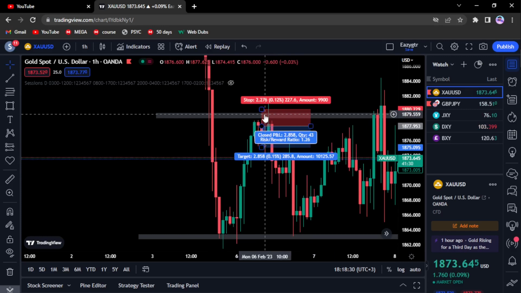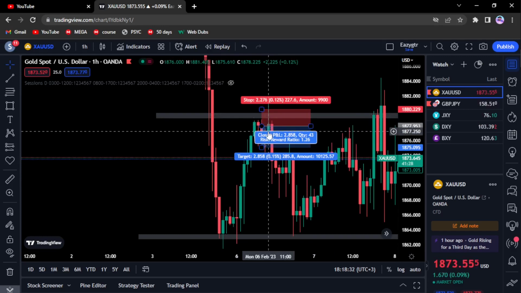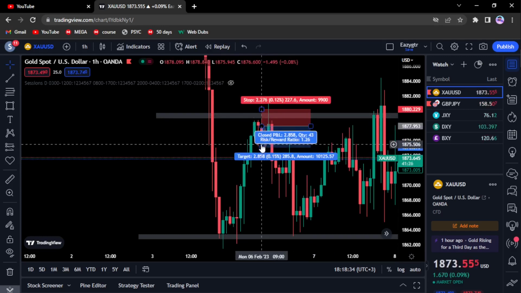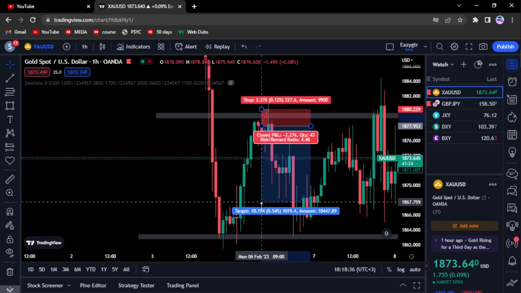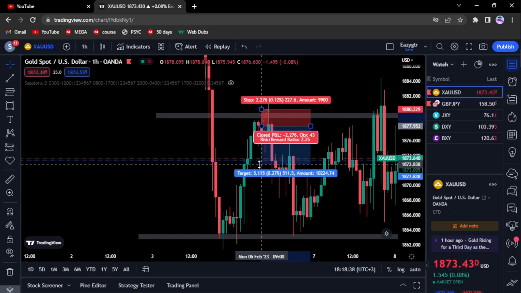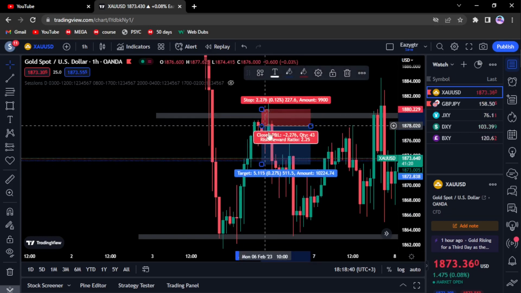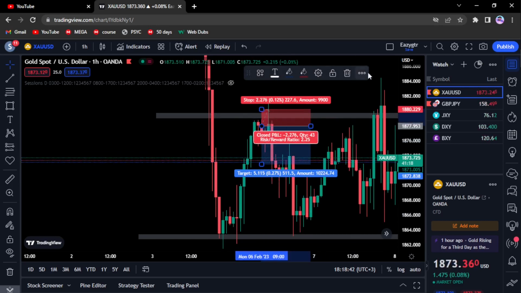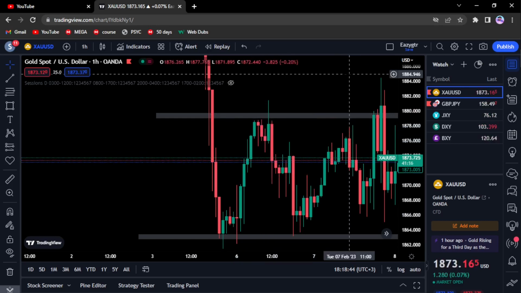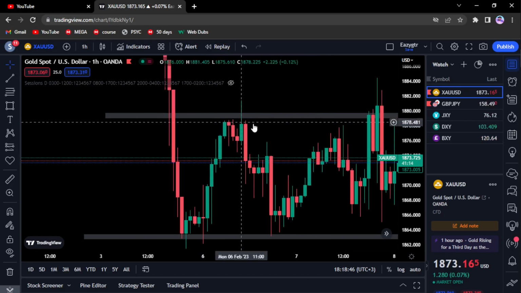So personally, I didn't close since I expected the push. I wanted to harvest the full push, and that's how I got my first loss. Price came back, tapped my stop loss for 20 pips, and I lost around 1% of my trade.